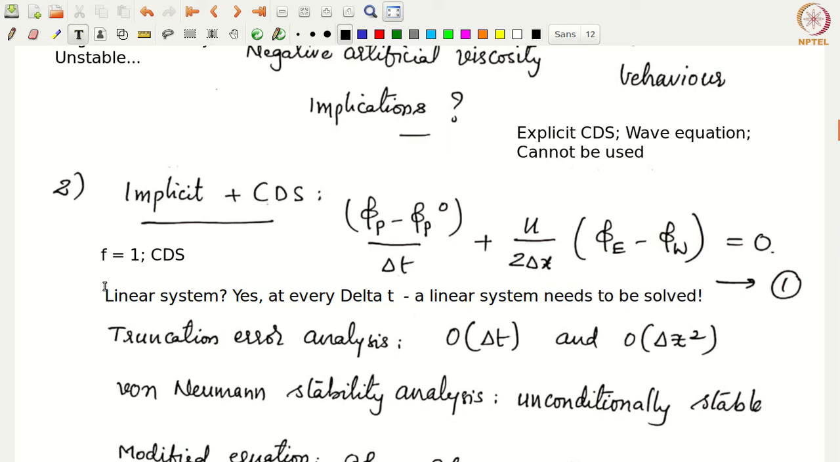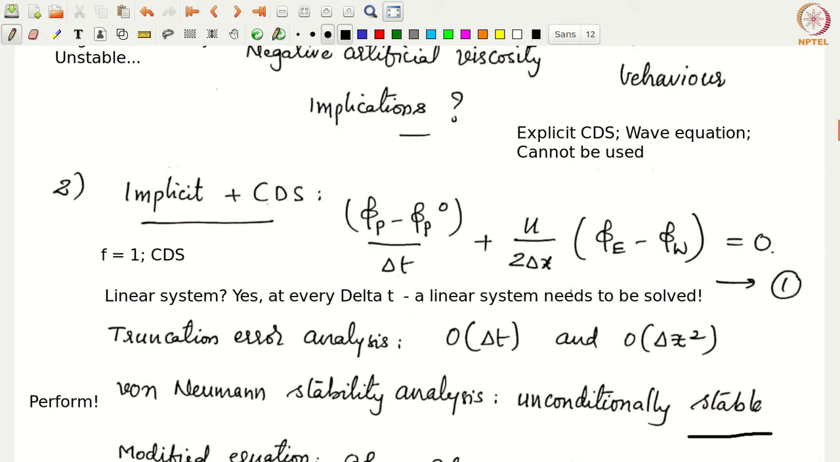What about the truncation error? The truncation error remains the same. We know that the implicit method and the explicit method both have order delta t in time and order delta x square in space. So this is the same thing. What about the von Neumann stability analysis? If you perform it, which I am not doing here, so you need to perform this step and see, you get that the method is unconditionally stable. That is good news, because the method is unconditionally stable. This can be used, of course, for simulations.